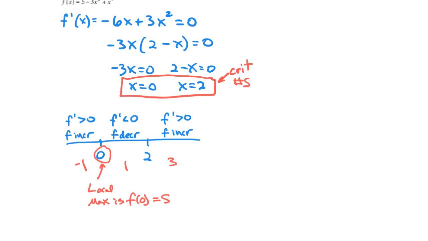And then at 2, looking at what happens at 2, the function is decreasing, then it increases. So it's decreasing, flattens out at 2, then increases. So I've got this shape here, right? So there's a minimum there.